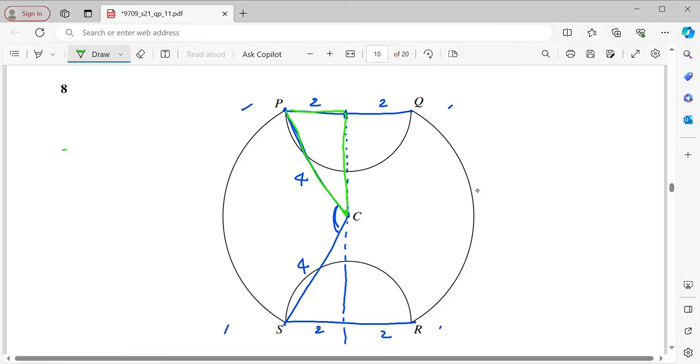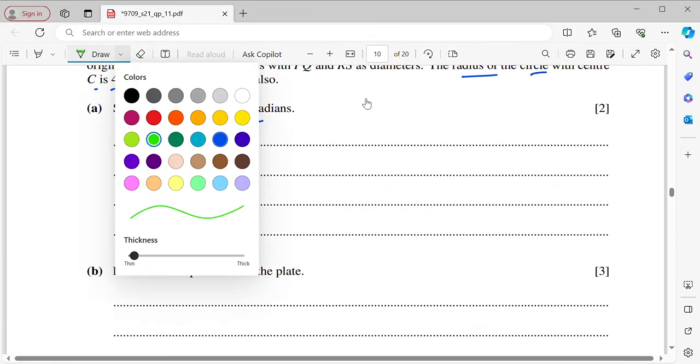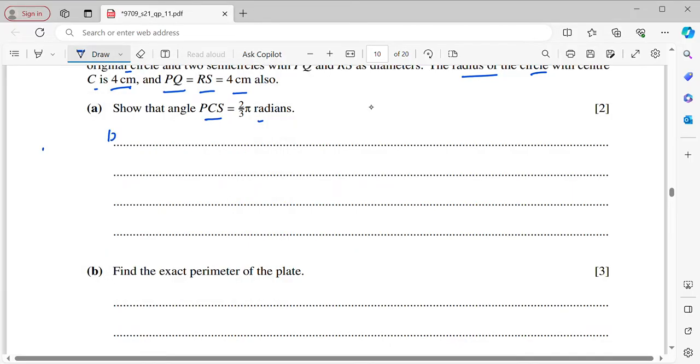Since PQ is a diameter, that means this is going to be 90 degrees. Now I will define first. I let the midpoint of PQ be M. Let's say this is M. So in my working, I will let M be the midpoint of PQ, which means now I will be drawing this diagram.